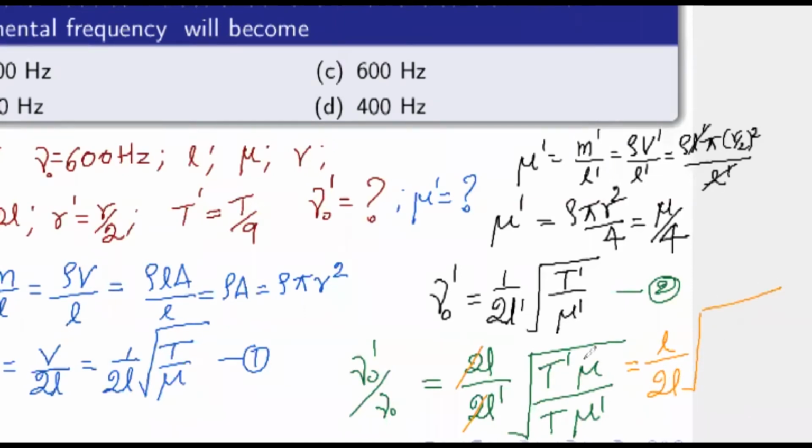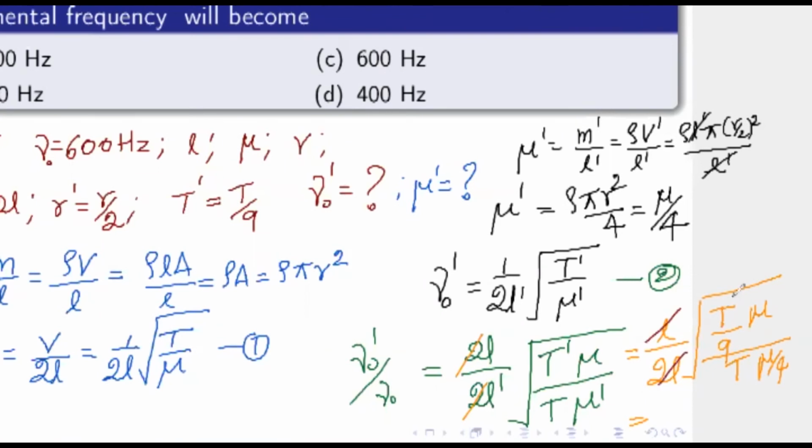And we know that T prime is T over 9. It's T by 9. And keep that mu. In the denominator you have T, and mu prime is mu by 4. So L and L cancels, T and T cancels, mu and mu cancels. So that is 1 over 2 into the square root of 4 by 9. Square root of 4 by 9 is 2 by 3. So 2 cancels. So 1 by 3.